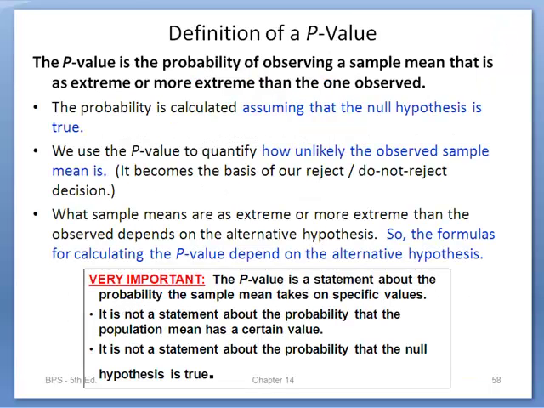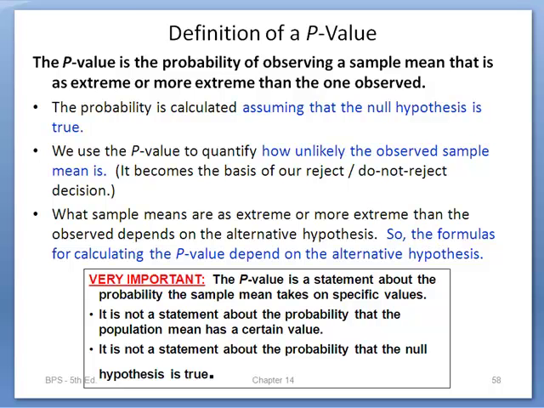Now, the p-value is the probability of obtaining a sample mean that is as extreme or more extreme than the one you just observed. So I took this sample. It's 3 point however many standard deviations from the mean in my null hypothesis distribution. What's the probability that I would take another sample of size 10 and get a mean even further out? That's what your p-value gives you. So the probability is calculated assuming that the null hypothesis is true. When we use the p-value to quantify how unlikely the observed sample mean is, it becomes the basis for us to reject or not to reject, whatever decision.